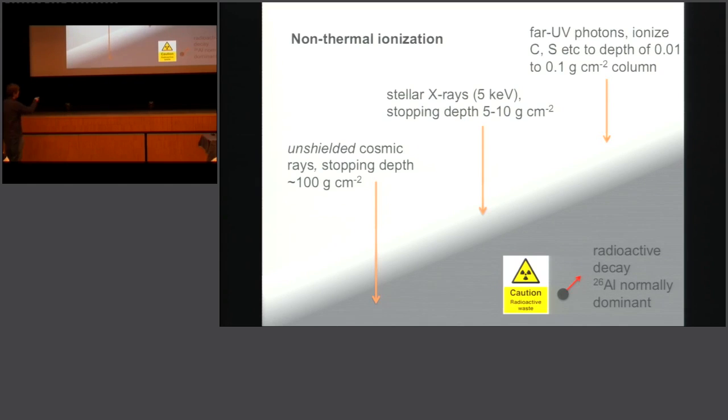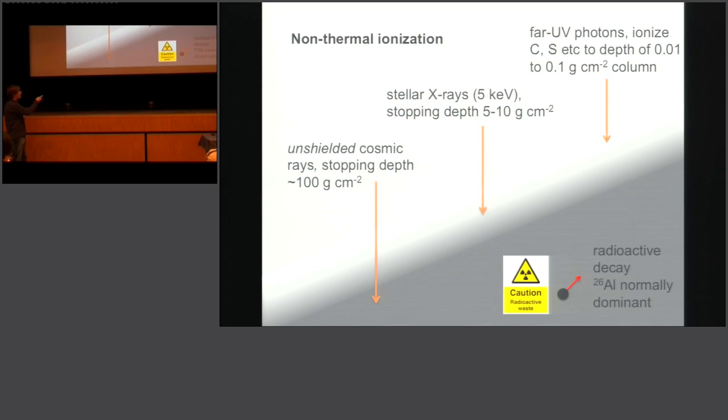But if they do reach the disk, those particles can be quite energetic, and so they may have a stopping depth, an exponential attenuation length, of order about 100 grams per square centimeter of column. So those will penetrate a reasonable distance through the disk before they're absorbed and give up their energy in the form of ionization. In addition to cosmic rays, we definitely have stellar X-rays, and the more energetic of those, say at around 5 keV, may have a stopping depth of several grams per square centimeter. Those can be quite intense sources of radiation, but compared to the cosmic rays, they have maybe an order of magnitude less penetrating power through the column of the disk.